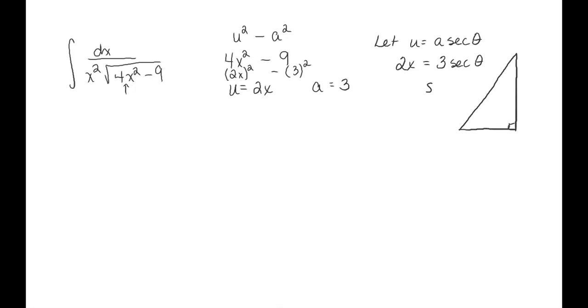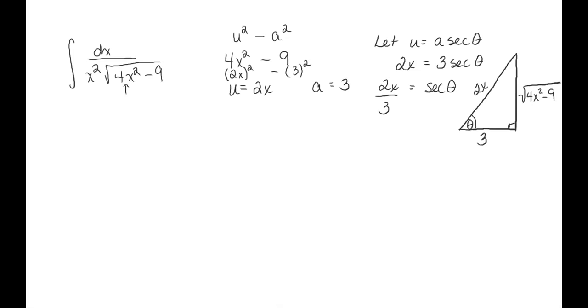I'm going to solve for my trig function. Secant theta is 2x divided by 3. And which ratio is secant? It's 1 over cosine. So it's hypotenuse over adjacent, right? And my missing side, by the Pythagorean theorem, is square root 4x squared minus 9.